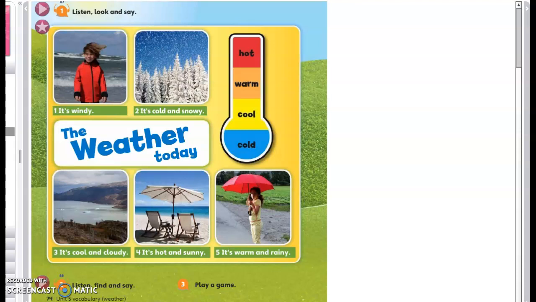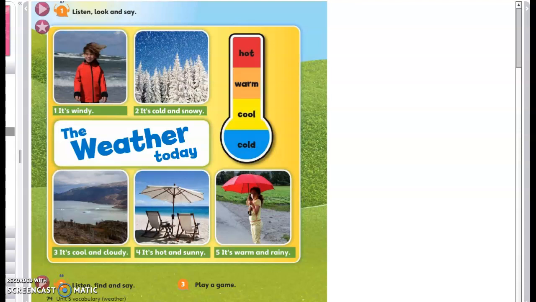It's cool and cloudy. Yes. It's windy. Yeah. It's warm and rainy. Here we are. It's cold and snowy. This is it. It's hot and sunny. That's it. Very well.